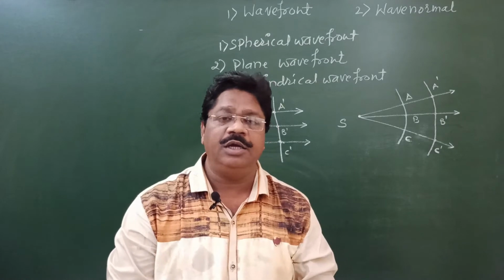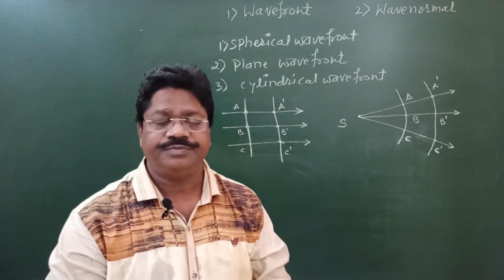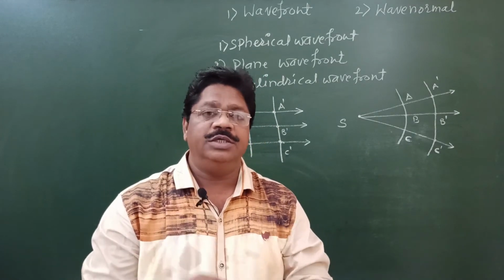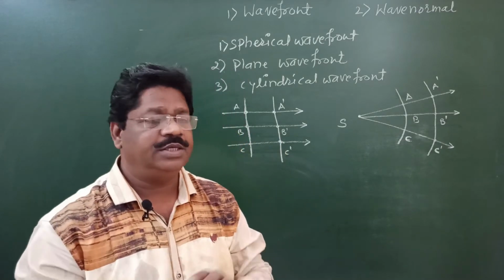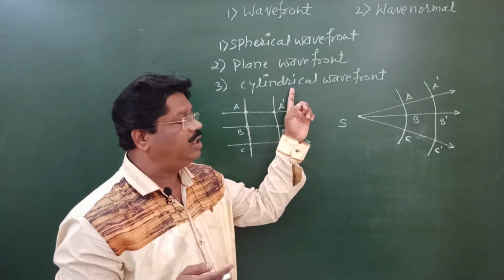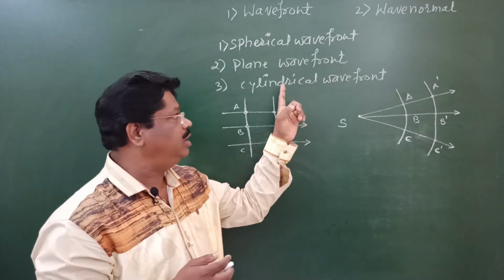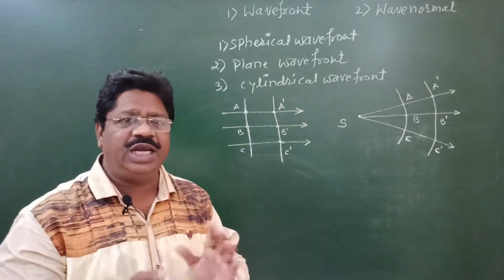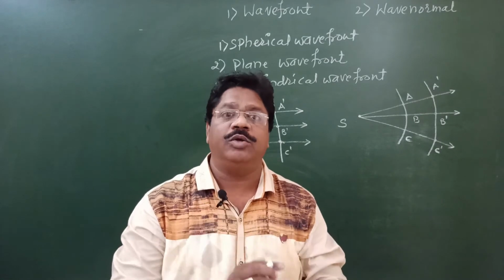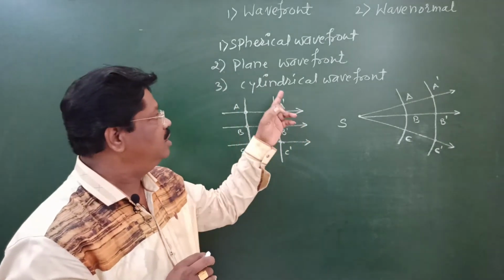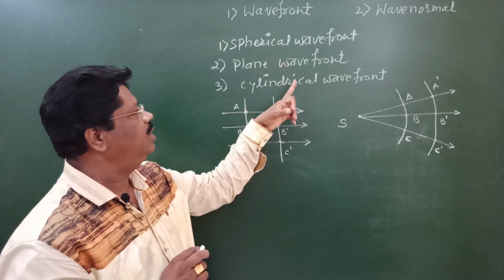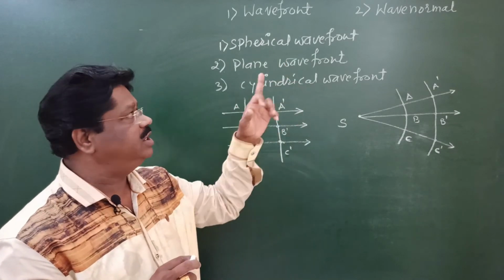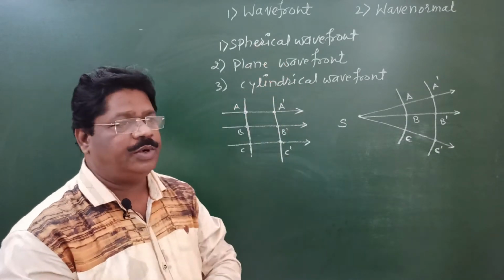And third is the cylindrical wavefront. The cylindrical wavefront is obtained when the source is a slit source. That means the cylindrical wavefront is in the form of a cylinder or a part of a cylinder, and this is about the cylindrical wavefront. Spherical wavefront, plane wavefront, and cylindrical wavefront. These are the 3 types of wavefronts.